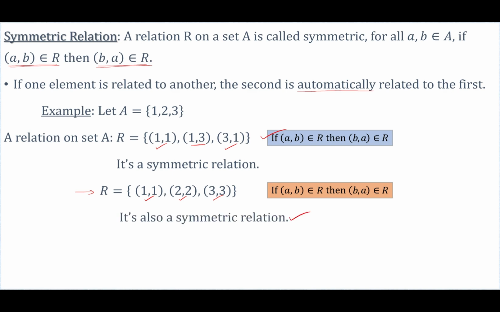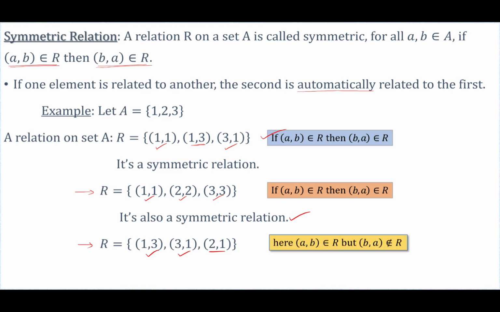Now see the third example. A relation R equals (1, 3) is there, and (3, 1) is also there. So these two ordered pairs satisfy the symmetric relation. But (2, 1) is there, but (1, 2) is missing. Here (a, b) belongs to R, but (b, a) doesn't belong to R. That is why it is not a symmetric relation, as (1, 2) does not belong to the relation.